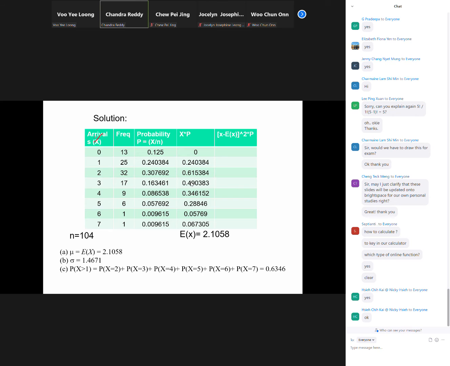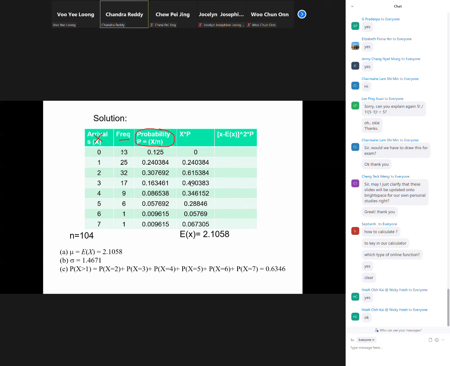The title is not correct. This is the probability approved, not arrivals, but approved. So the frequency of approvals is given. The frequency is given, so from the frequency, you need to find out the probability. The data doesn't give you the probability, so you need to compute the probability.